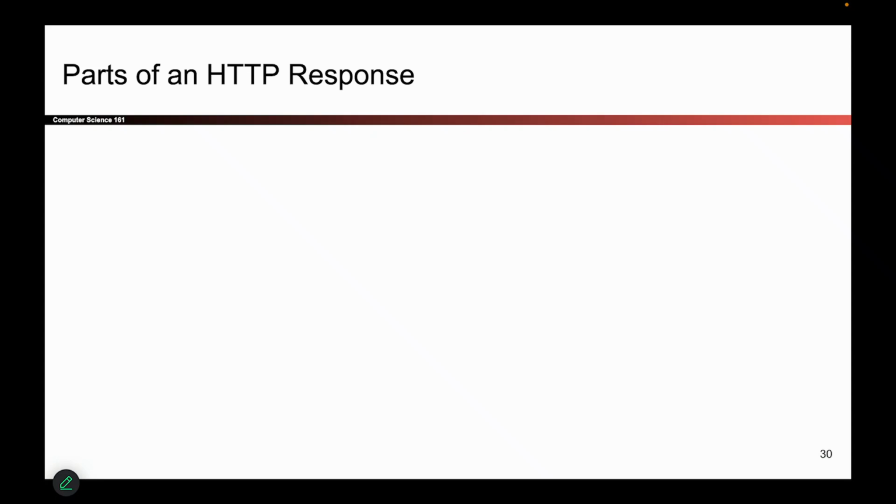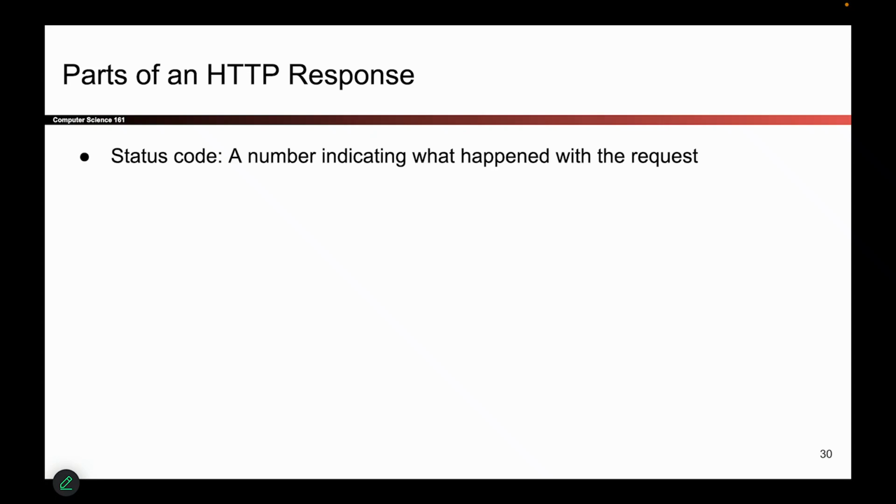Now we move on to the response. So again, in the response, there's a very structured way that servers have to send responses back. And these are the rules for what they have to send. One thing they have to send is a status code that says, what happened to this request? Did it succeed? Did it fail? If it failed, what went wrong with it? So the status code tells us what happened with the request.